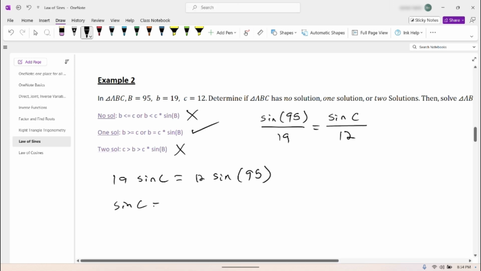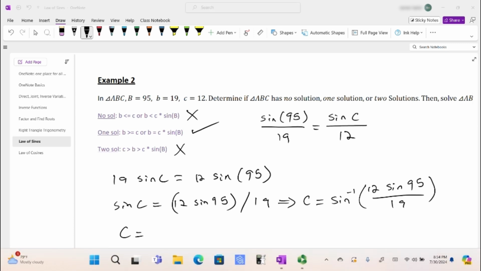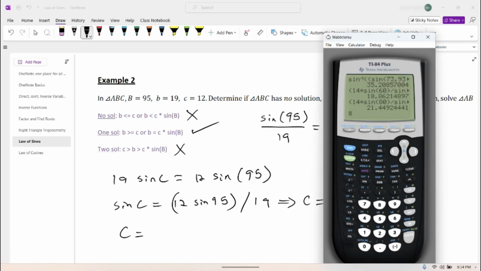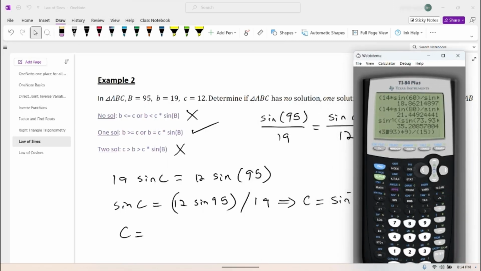All right, so that means sine of C equals 12 sine 95 all over 19. That means C equals inverse sine, arc sine, of 12 sine of 95 over 19. So that means C equals, getting our calculator, I have another problem similar to this saved in my calculator. So actually, let's just go back here and change the numbers from this problem. Bring the calculator back here.